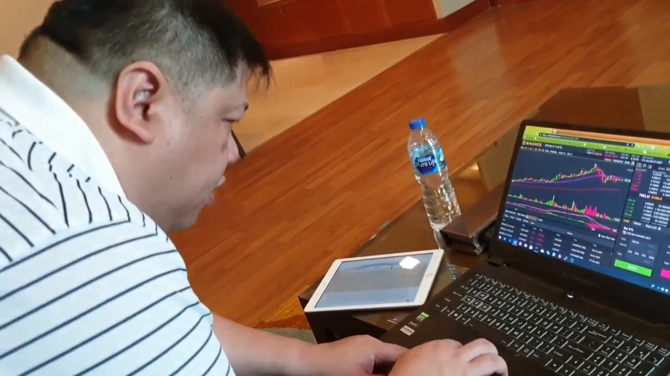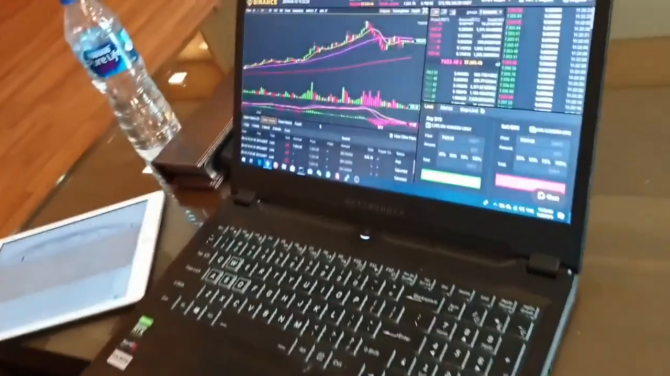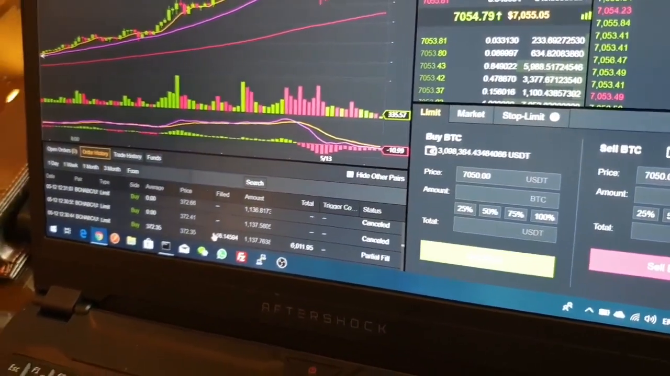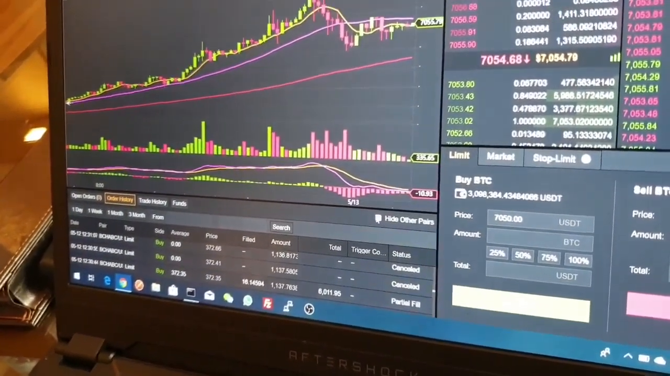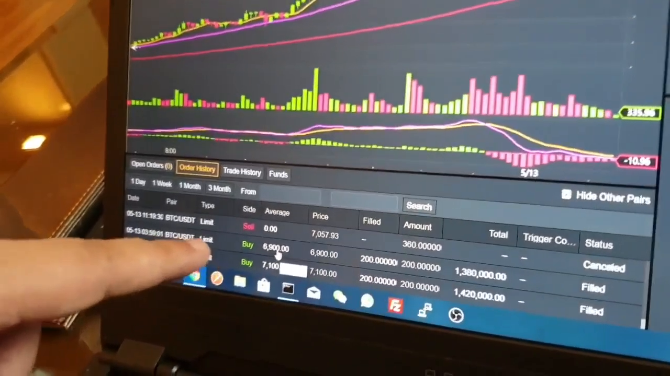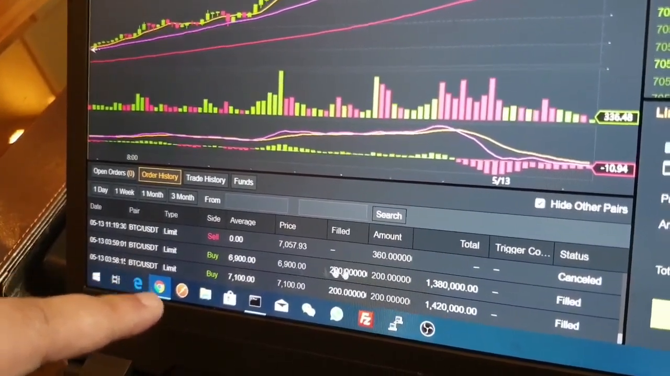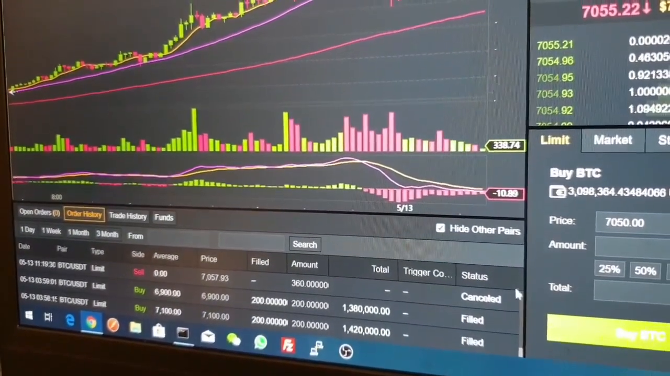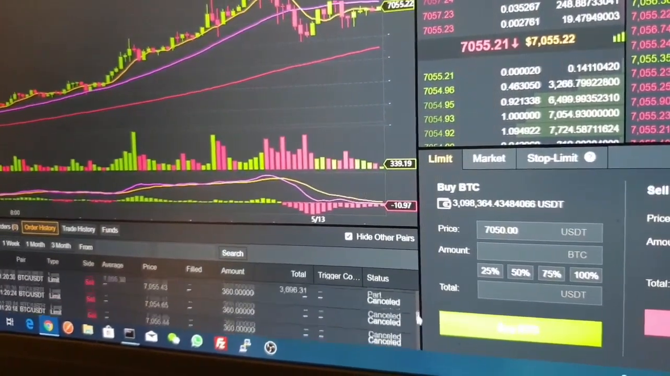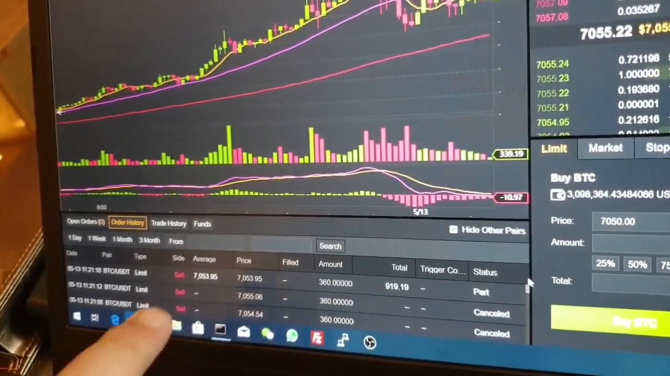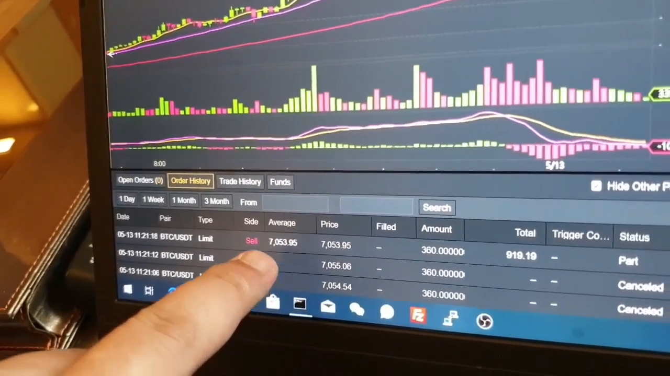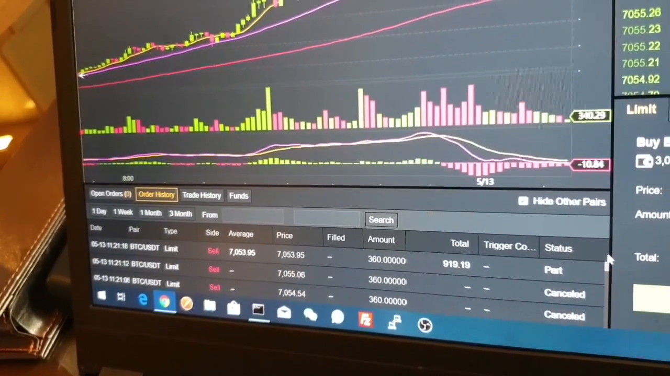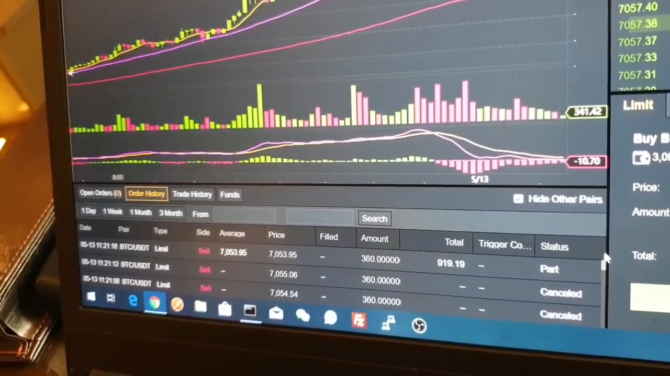If you look at the order history, let's push it down. Okay, let's hide the other pairs. So we bought it at 6,009 and 7,001, right? Yeah. So the average is about 7,000. And we did a sale just now. Let's push it up. Yeah, there was some sale at 7,053. 919, but just a bit.